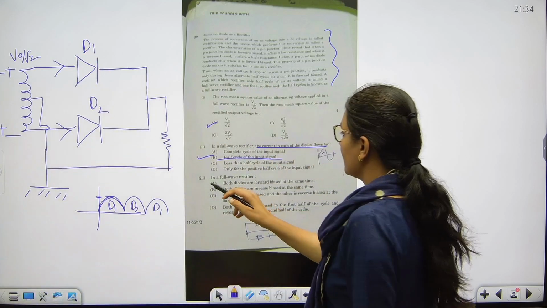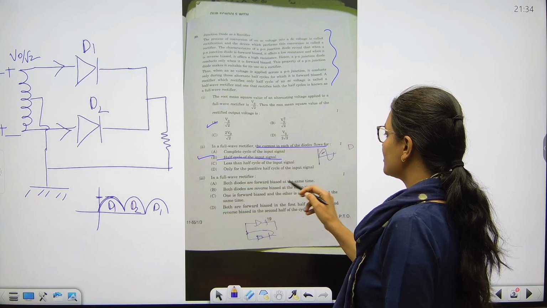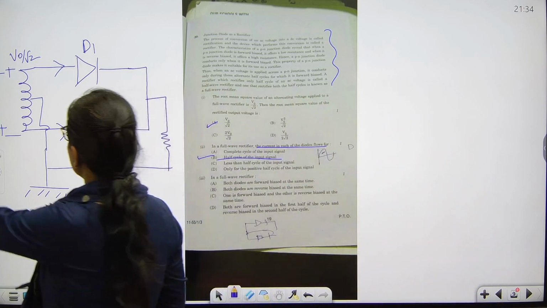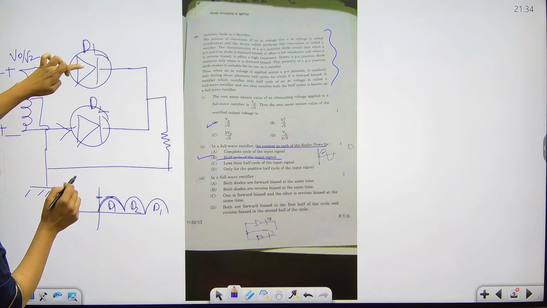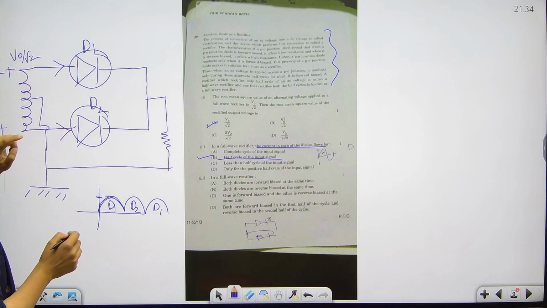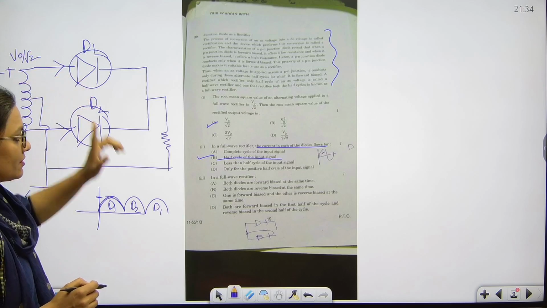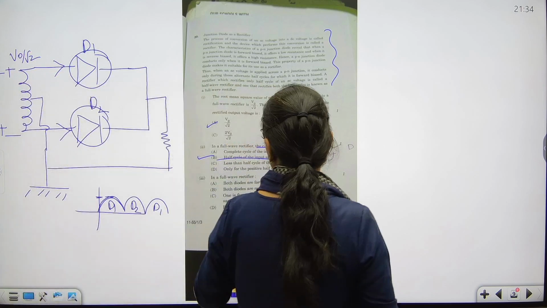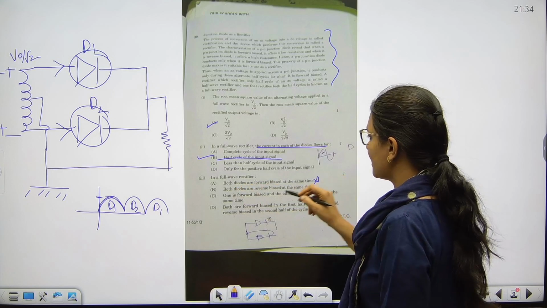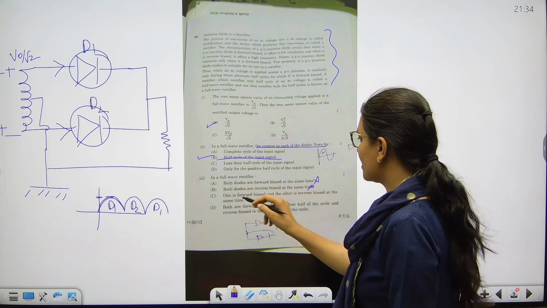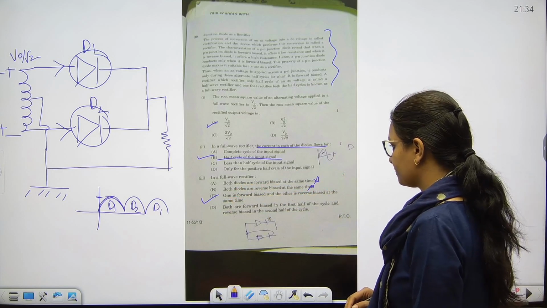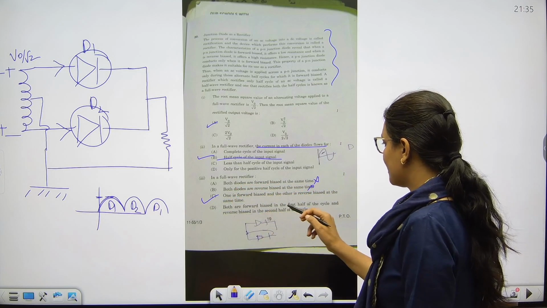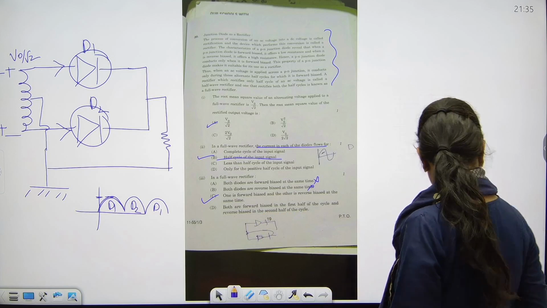B option. In the full wave rectifier, both diodes are forward biased? No. We know that in the positive half cycle, this will be forward biased, this will be reverse biased. This will be short circuit, open circuit. In the reverse cycle, this one will be forward biased, this one will be reverse biased. So at the same time, one diode is forward biased and the other is reverse biased. Yes, correct. Both are forward biased in the first half of the cycle? No. Next one.